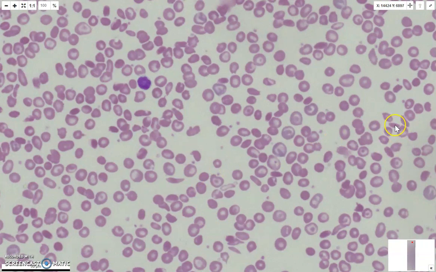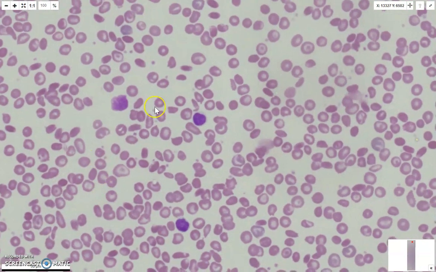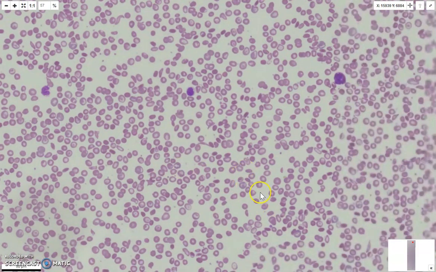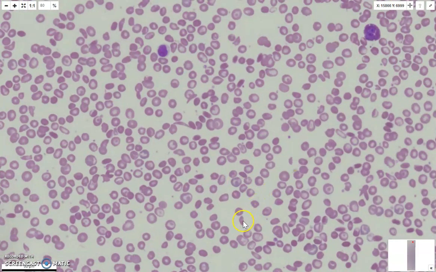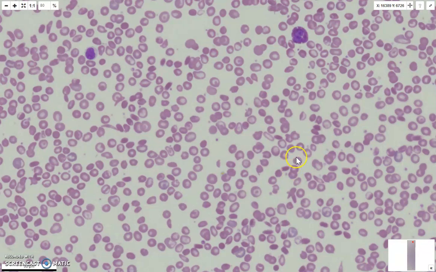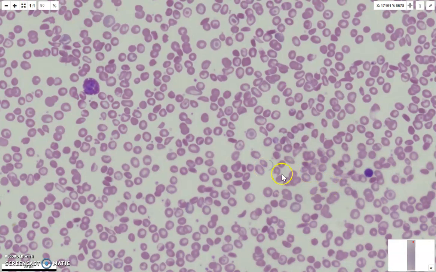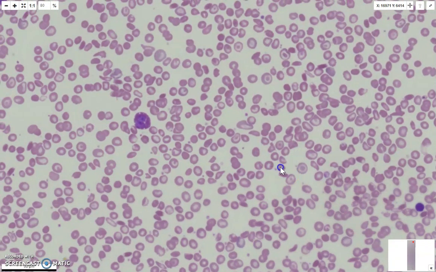Now these ones were probably sickled, but then the projections, because they are fragile, have sort of been sheared off or destroyed. And these sickles, here's one there. They also get occluded into the vessels, and so you get multiple organ damage in your lung, your spleen, your kidneys, your liver, just because they cannot pass through these vessels well to oxygenate your organs.